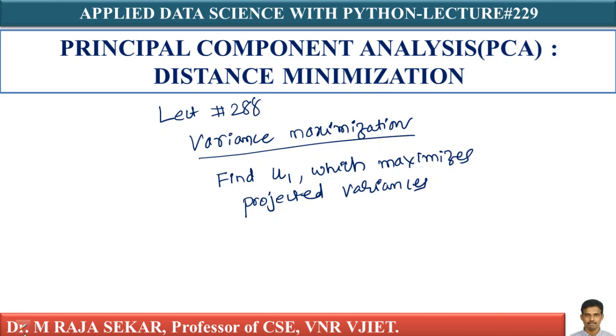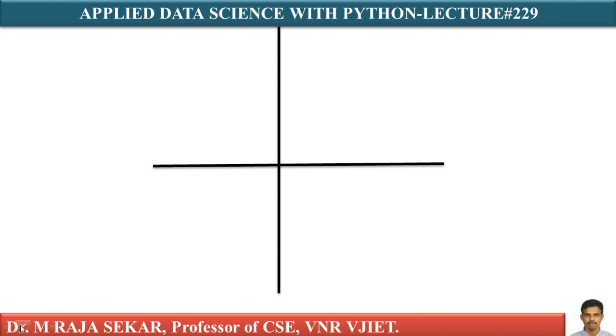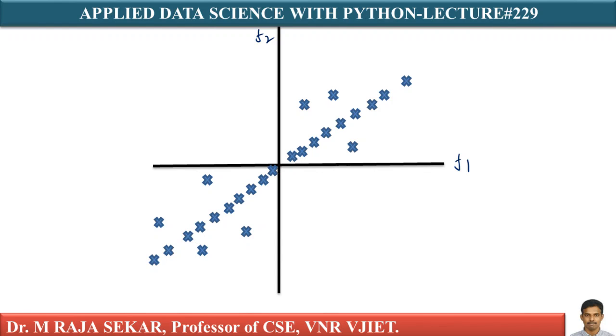Now we will try to understand another interpretation, the distance minimization interpretation. Imagine I have my features, feature 1 and feature 2, and assume these are my data points. In lecture number 228, we wanted to find U1 which maximizes variance or spread. This was the first formulation; variance maximization is the first mathematical interpretation. Now I am going to discuss the second mathematical interpretation, known as distance minimization.